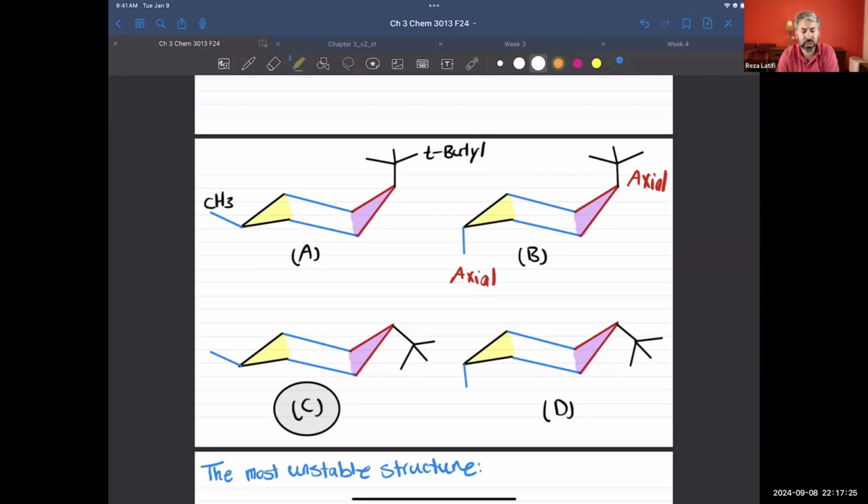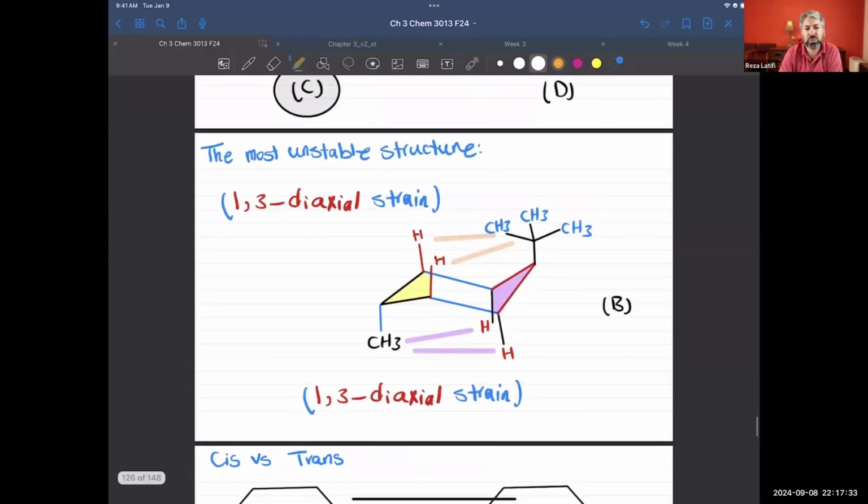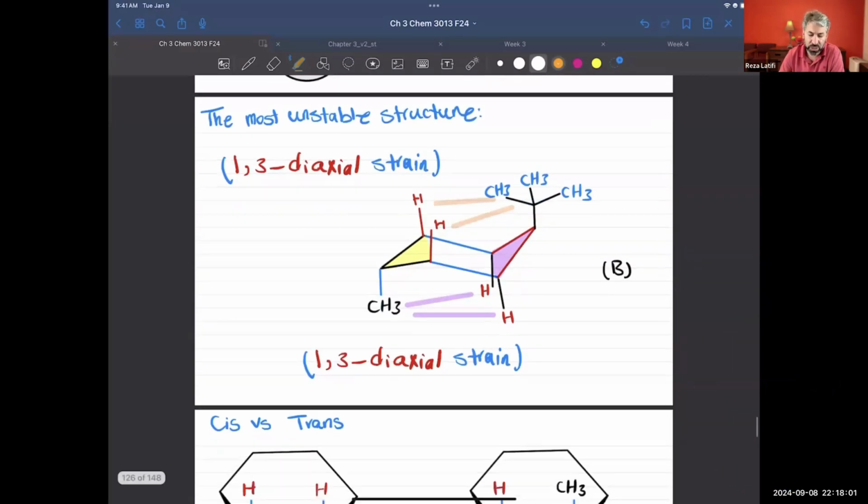What's the worst structure? The worst structure is when you have both of them in the axial position, and B will be the worst one. Why? Because we're going to see 1,3 diaxial strain between the tertiary butyl and the axial hydrogen atoms that are pointing up, and also another 1,3 diaxial strain between the methyl and the hydrogens that are pointing down. And as you see, we have huge 1,3 diaxial strain between the methyl and hydrogen, and the tertiary butyl group and hydrogen atoms.